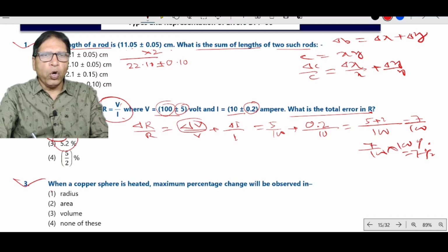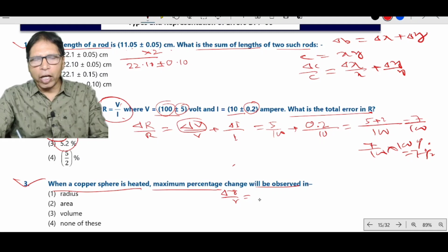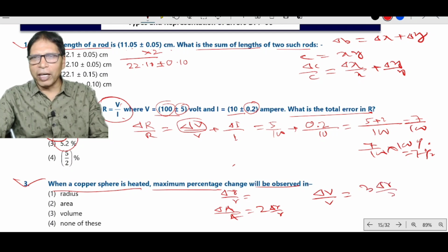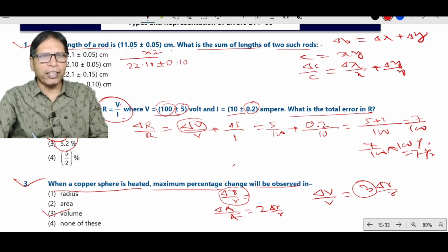Now look at this. When a copper sphere is heated, the maximum percentage change will be observed in which quantity? If delta R by R is the relative error of radius, then delta A by A equals 2 into delta R by R. And relative error of volume V equals 3 into delta R by R. So the maximum percentage error is 3 times the percentage error of radius. So volume has the maximum percentage of error. Option 3 is correct.